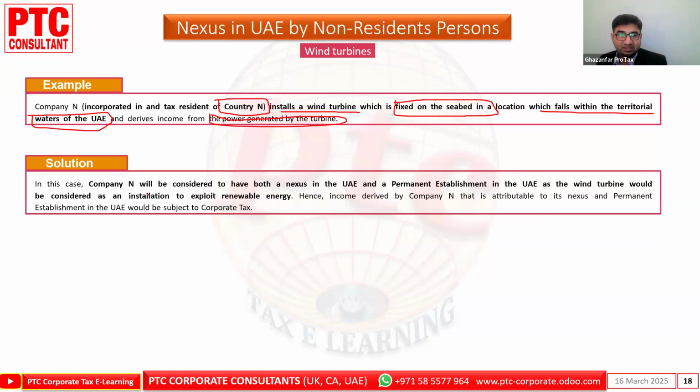Company A will be considered to have both nexus in the UAE and a permanent establishment in the UAE. Why? Because they installed the fixed seabed installation in the territory, which means this is the SIGA, their core income generating activity. With the seabed installation, it's not always only PE, this is PE plus nexus. Even if PE is not there, nexus will be there. If nexus is not there, source will be there.